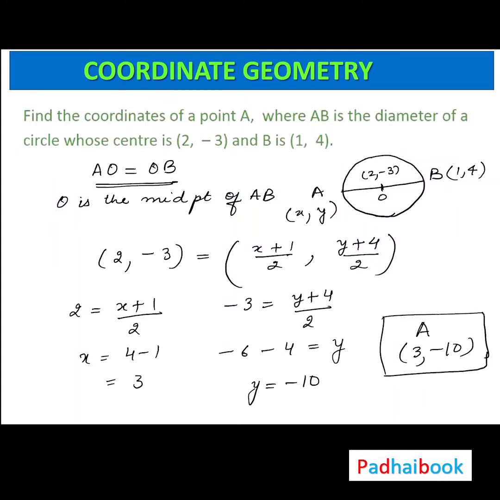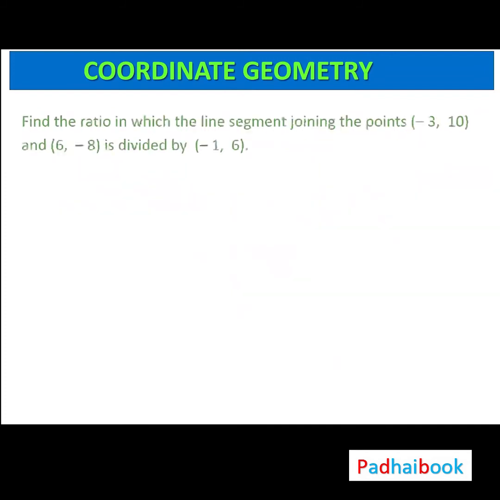Right, now we move to the next question. Again, I have to find the ratio. This is the converse of the previous question. I have to find the ratio in which the line segment joining these 2 points is divided by the point minus 1 comma 6.